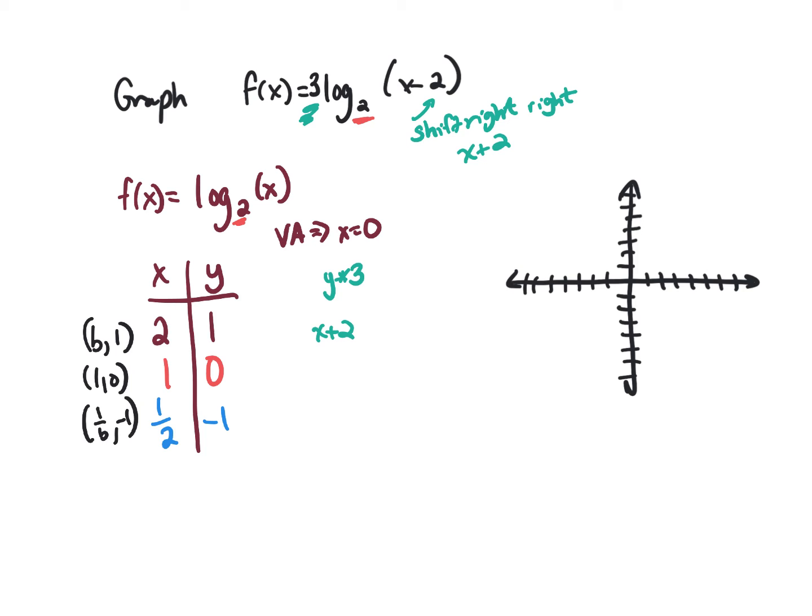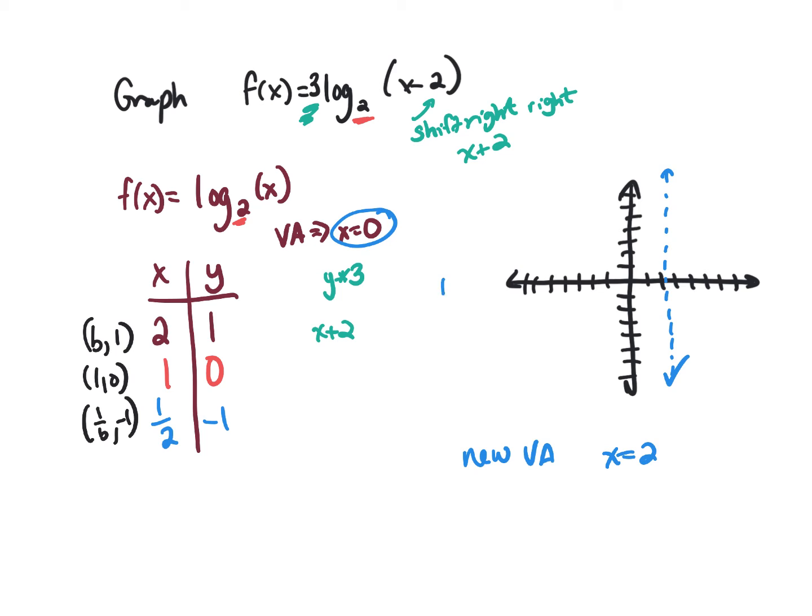So I'm going to multiply all the y's by 3, and I'm going to add 2 to all my x's. So that's going to make my new vertical asymptote x equals 2. Because it was x equals 0, it's an x, so I'm adding 2 to it. So there's my new vertical asymptote.